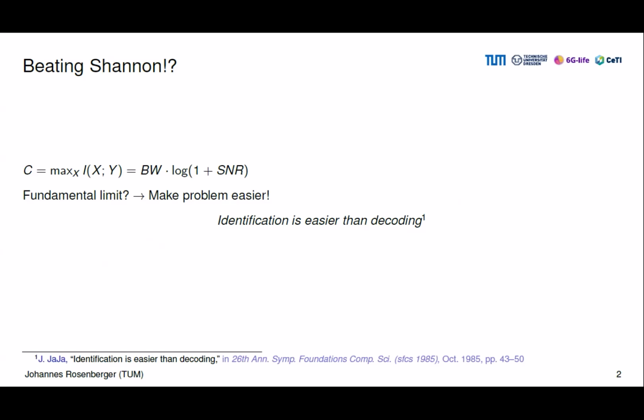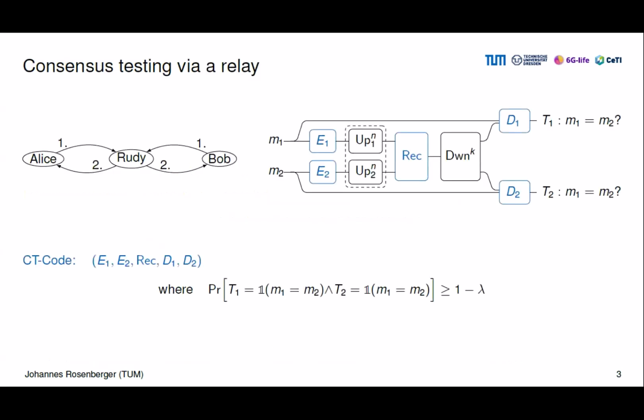On the other hand, identification is super specific. You only find out: is this it or not? You can't do a lot with it. With transmission, when you know the message exactly, you can do anything with it. So I think it's interesting and important to look at variations of identification, and this is one: consensus testing via a relay.